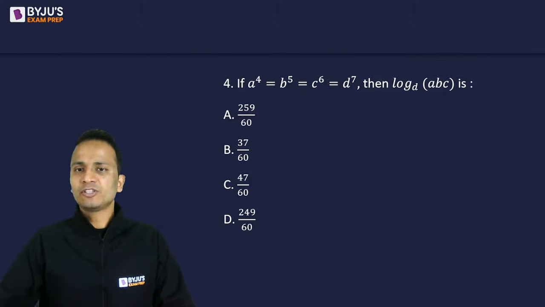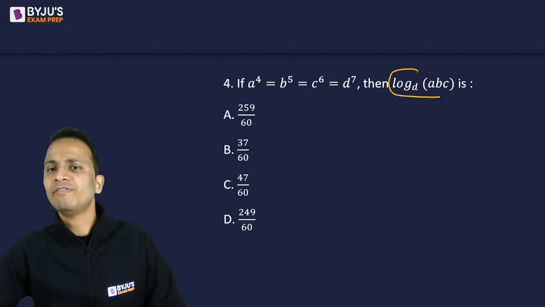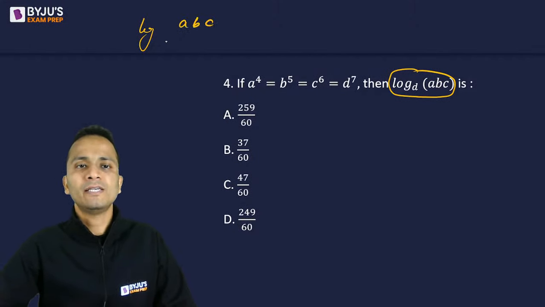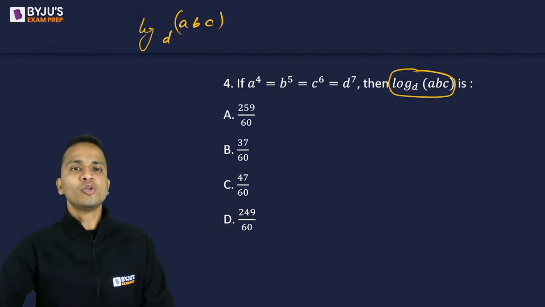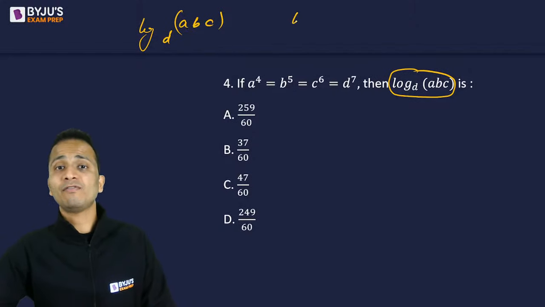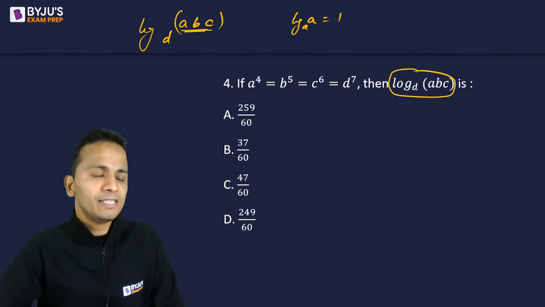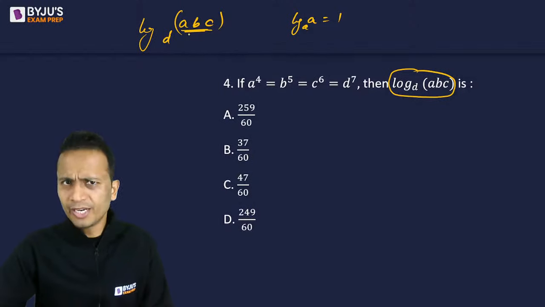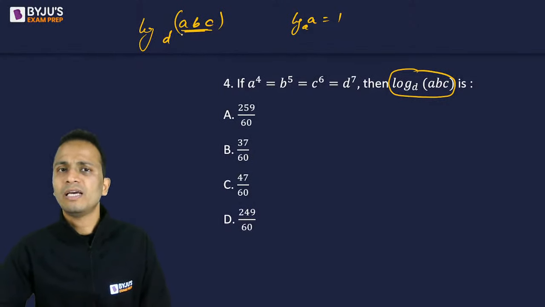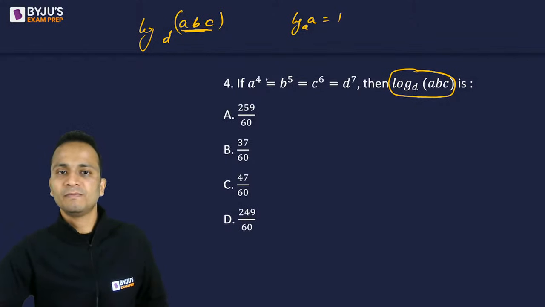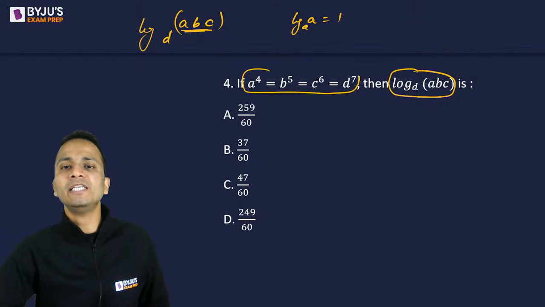Now the logic behind this question is since you have to find out the value of this expression, log of a, b, c, and the base is d. So if you have log of a to the base a, that can be written as 1. So all these terms a, b, and c, if they can be converted and written as a power of d, then something can be done. A relation between a, b, c, d is given.